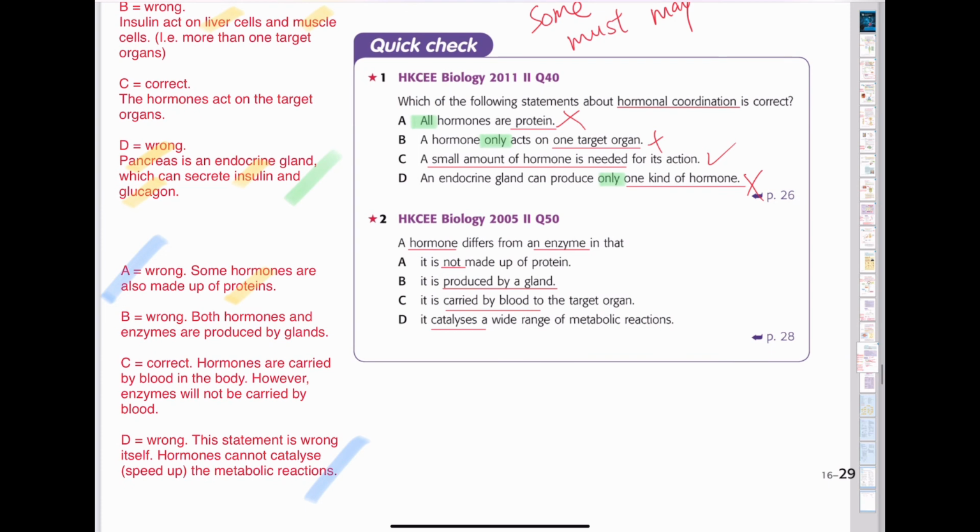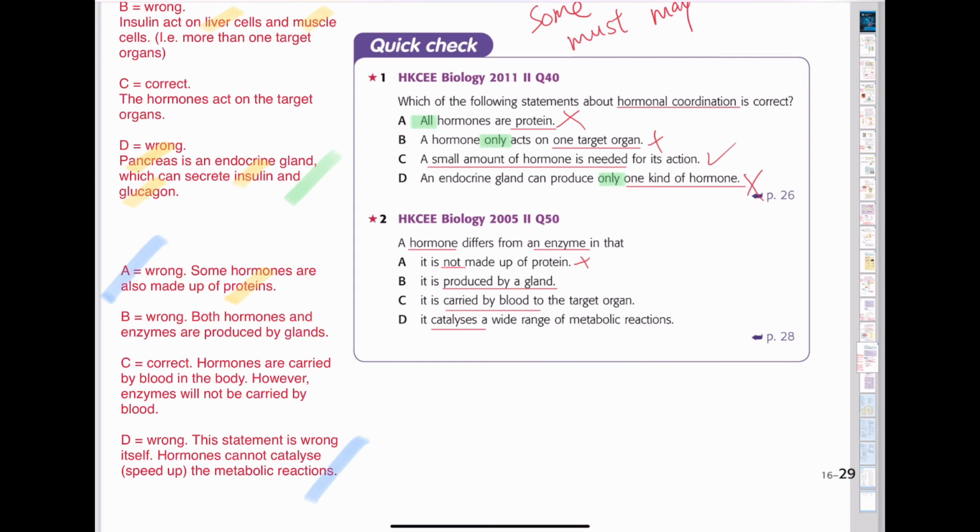And then for question 2, a hormone differs from an enzyme in that... For the first answer, option A, not made up of protein, is not correct, because enzymes are all made up of protein. That's correct for the enzymes. But for hormones, some of them are also made up of protein, and some of them are made up of lipids. If option A were correct, it would sound like all hormones are not made up of protein. But actually that's not the case. Some hormones are made up of protein. So that's why option A is wrong.